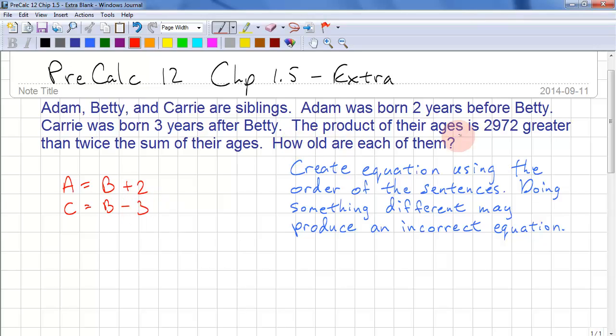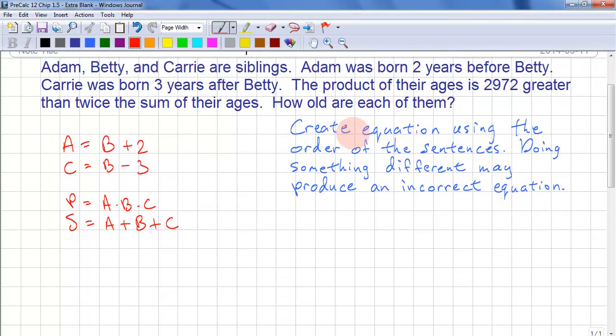The product of their ages. Product means multiplying together. So this is A times B times C. We also need the sum of their ages. S equals A plus B plus C. Sum means the total with addition.